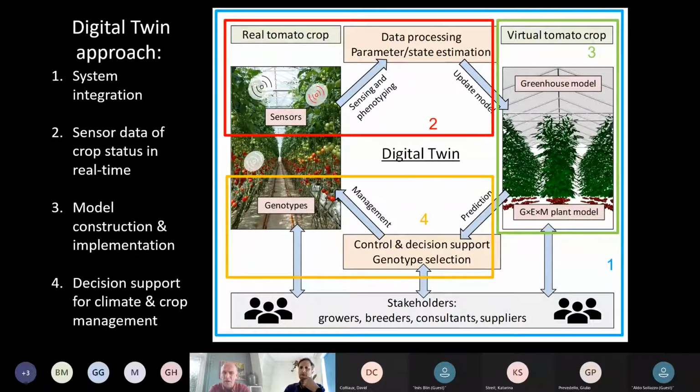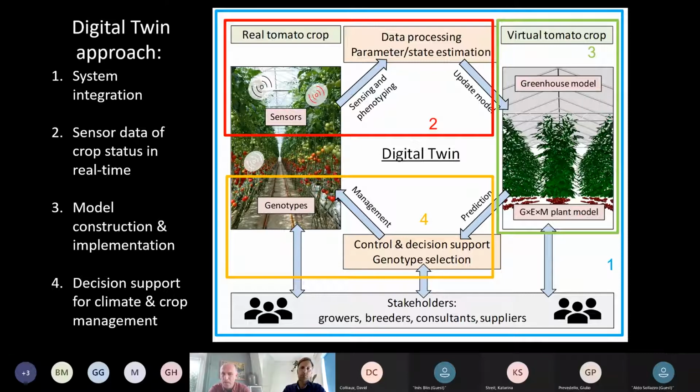So you can see here, you have the twins. You have at the left in the graph the photo of a real crop growing, putting sensors inside of the greenhouse, getting information from those sensors, getting those data towards a computer model, virtual tomato crop, where we have a greenhouse climate model and a plant model together. We do simulations with the input from the real twin, and we give back information on the growth status, and we give recommendations and decisions.